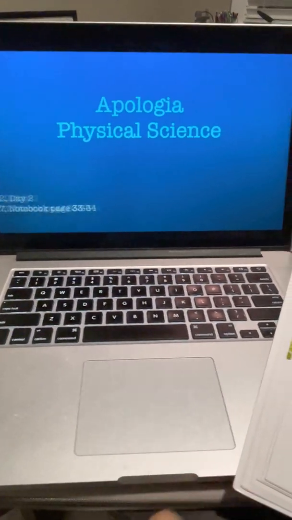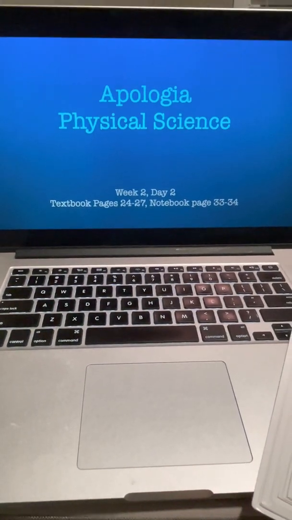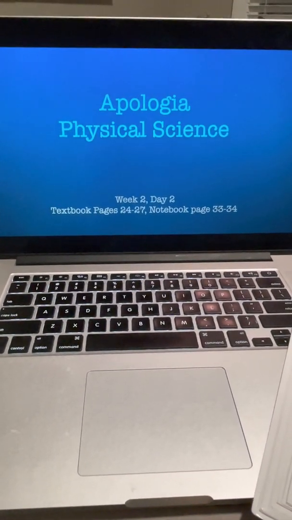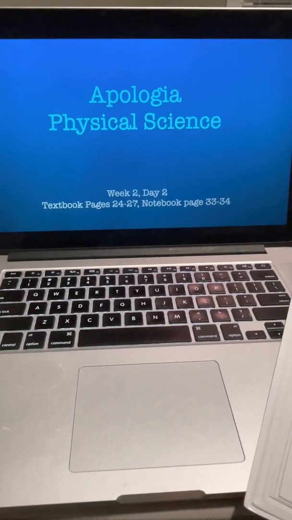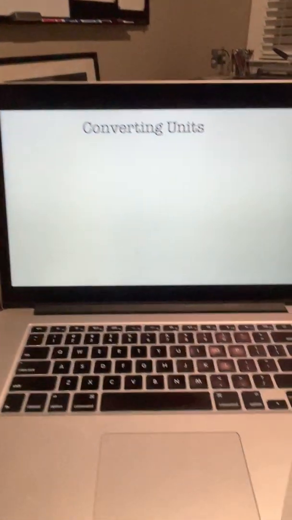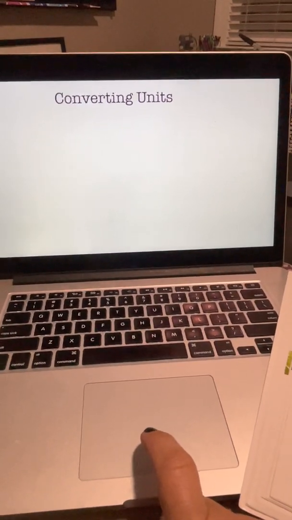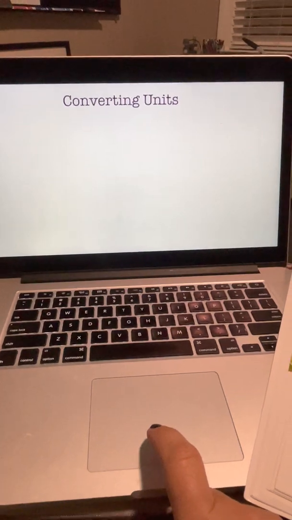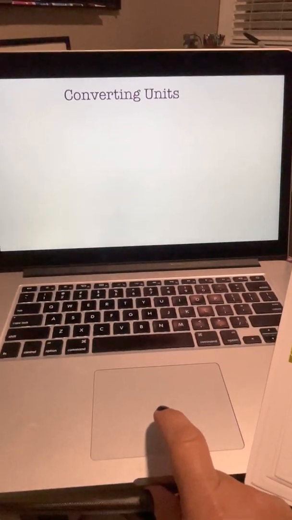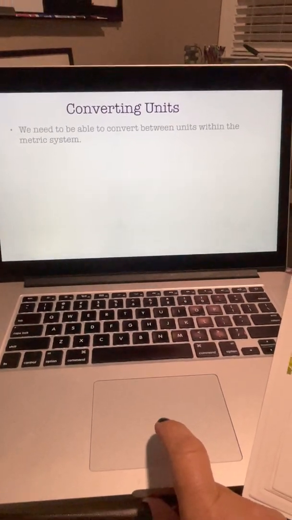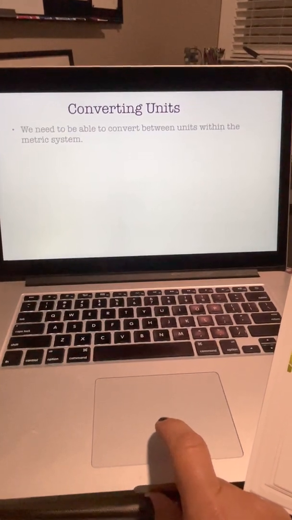Okay, Apologia Physical Science, Week 2, Day 2, textbook pages 24 through 27, notebook pages 33 and 34. Converting units. I know a few people have expressed concern about converting units with the fractions and with the math, and converting units is awesome. We need to be able to convert between units within the metric system.